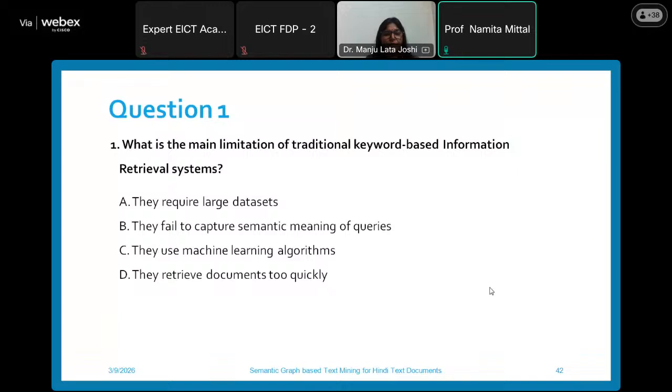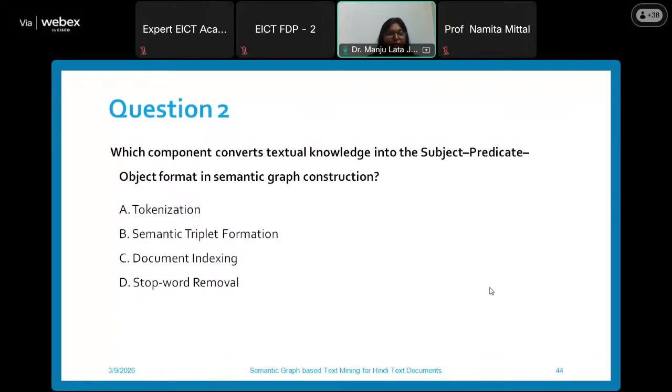Dr. Manju has written the answer in the chat, and all are correct. All right, okay, fine, ma'am. Thank you so much. So this is the right answer: they fail to capture semantic meaning of the queries.